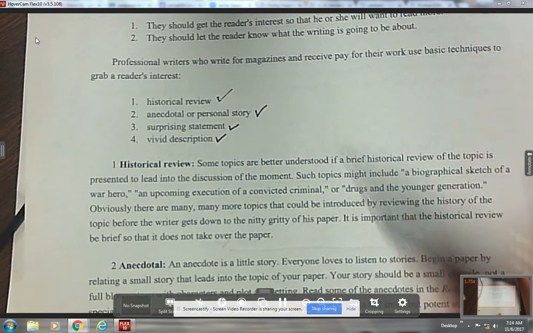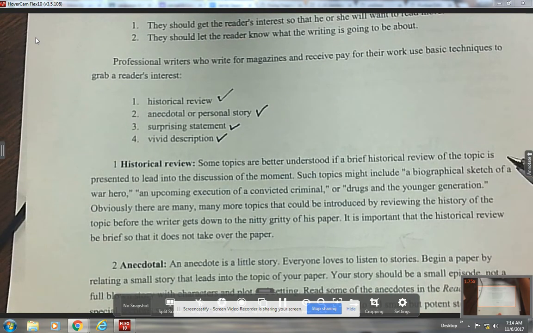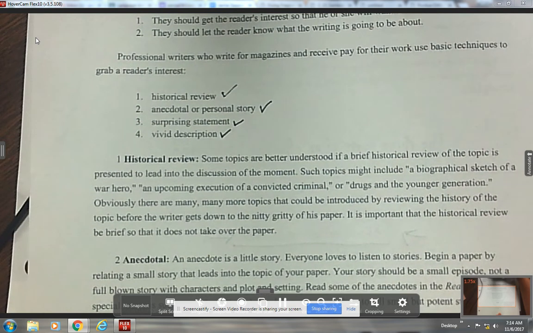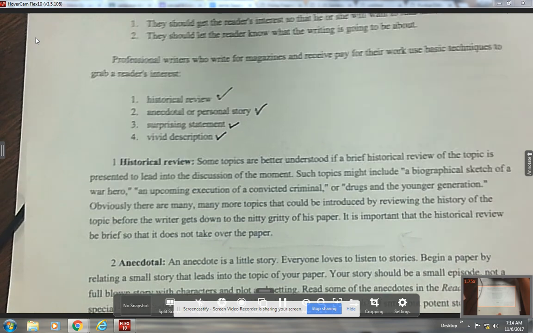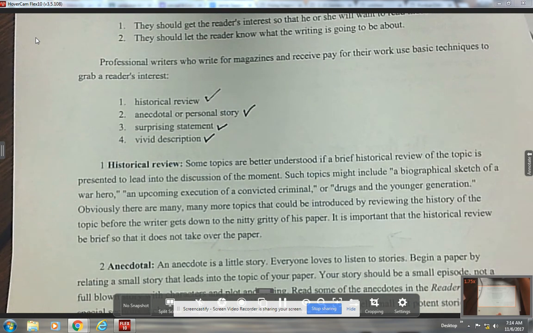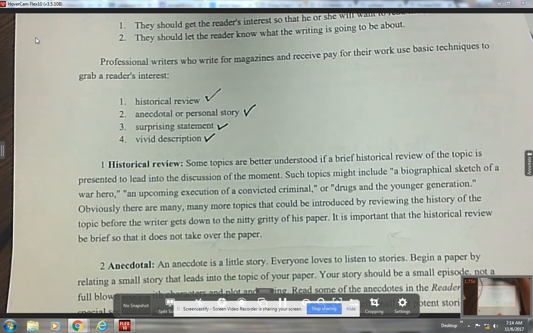So historical review is just that. It's basically talking about the history of something that may have taken place that you can then connect to your topic. So maybe you might talk about the history of a specific president. Maybe you might talk about the history of a specific event. But you include as your hook a historical event or item that tends to be something to gain your reader's attention, something of interest.